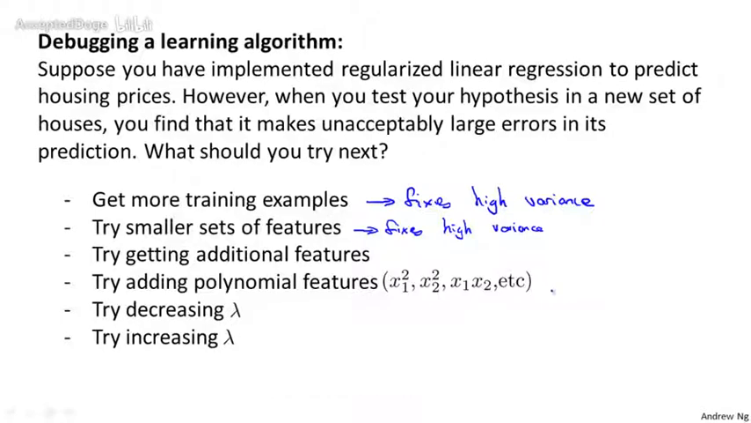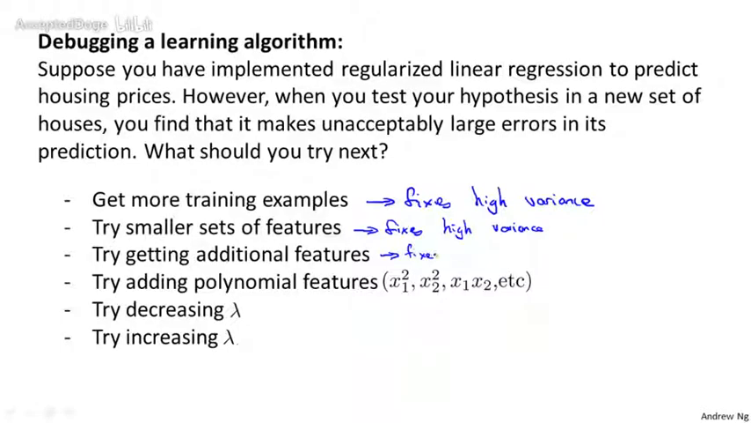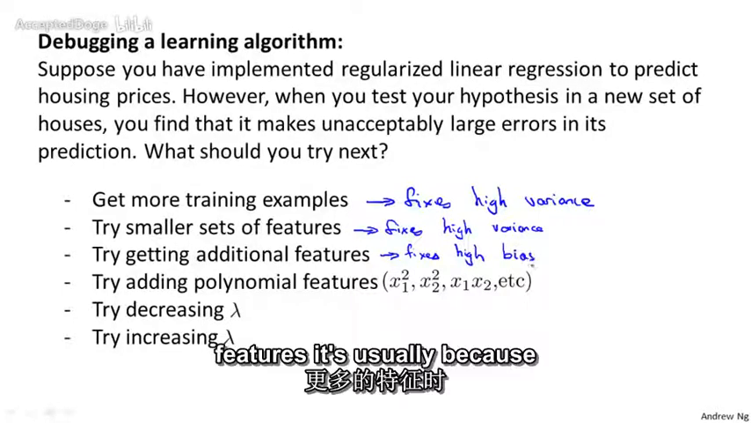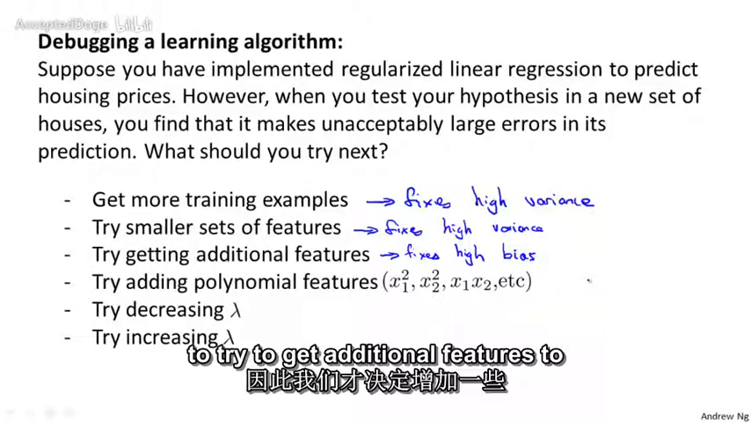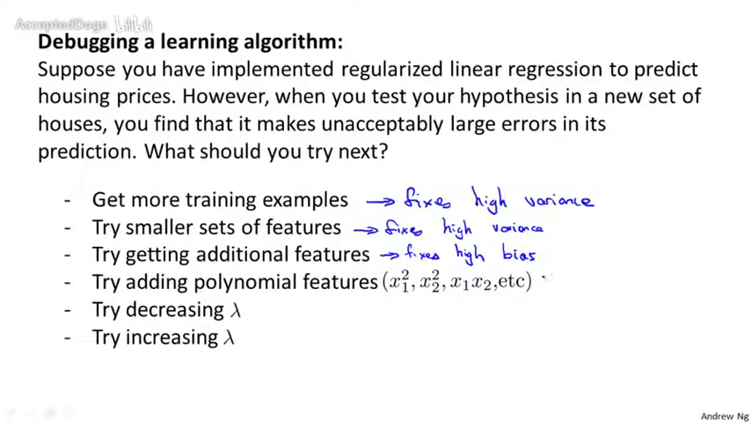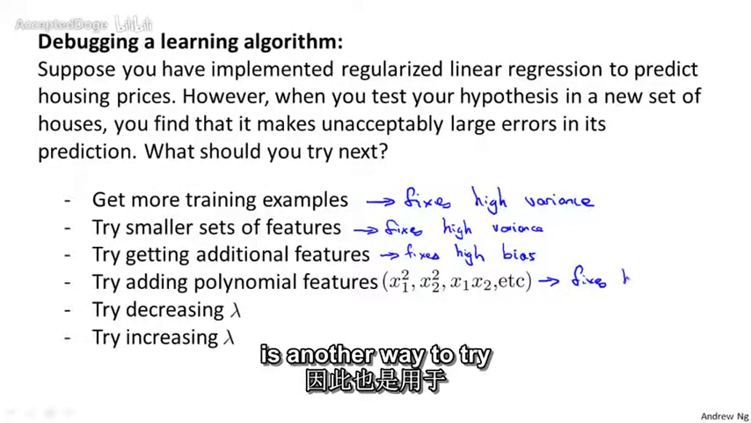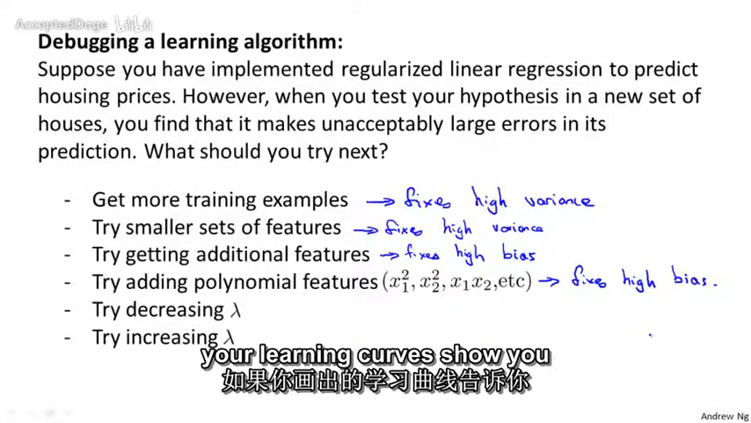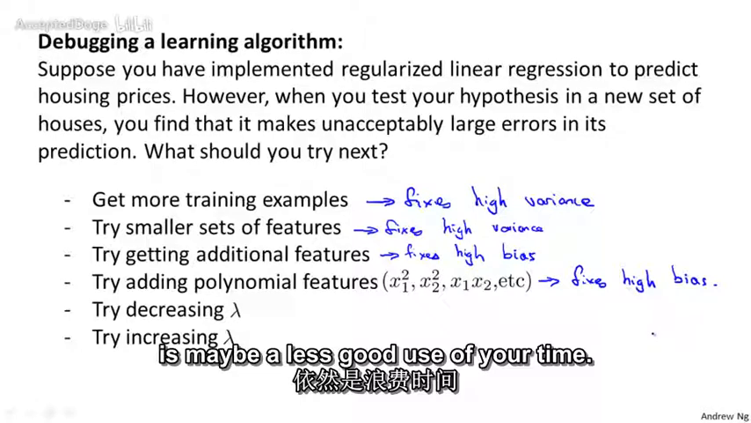How about trying to get additional features? So adding features, usually, not always, but usually we think of this as a solution for fixing high bias problems. If you're adding extra features, it is usually because your current hypothesis is too simple, and so we want to get additional features to make our hypothesis better able to fit the training set. And similarly, adding polynomial features is another way of adding features, and so that's another way to try to fix a high bias problem. And if your learning curves show you that you instead have a high variance problem, then again, this is maybe a less good use of your time.